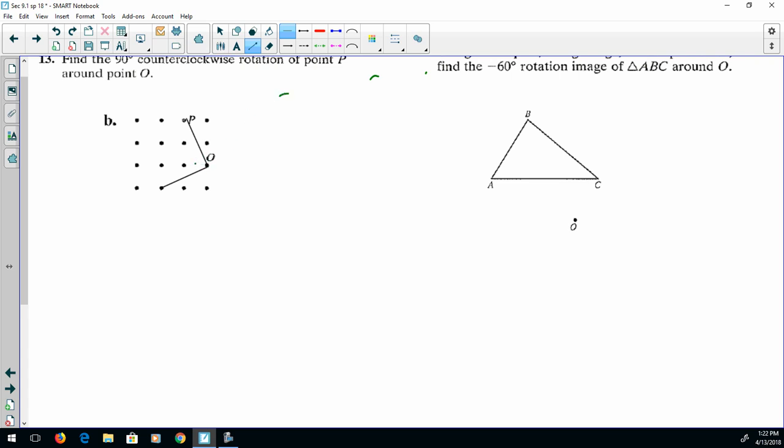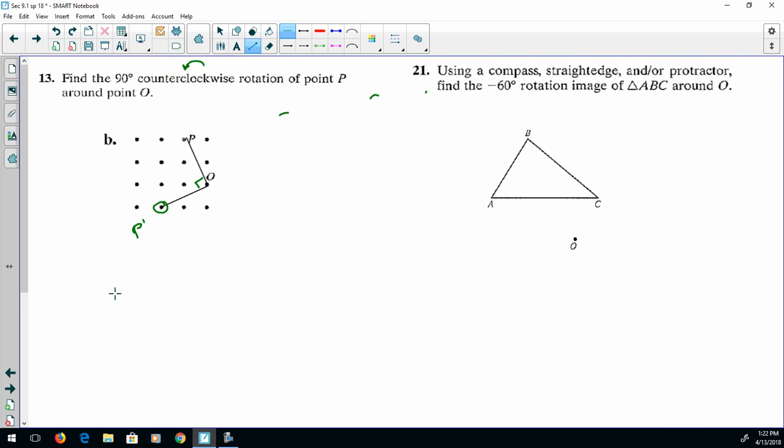Now, is there any other way to figure this out to make sure we've got it? Well, take a look. You can do slopes. The slope of PO is what? -2. You go down 2 and over 1. So the slope of P prime O should be a negative reciprocal, +1/2. And that's what this is. It's up 1 and over 2.